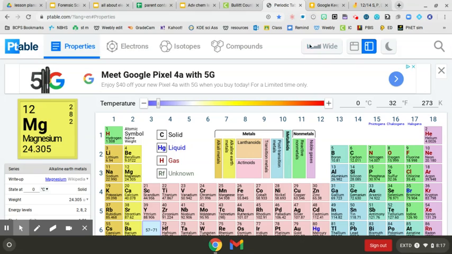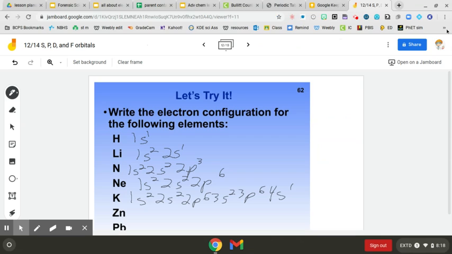Where is zinc? Right here, number 30. So we're going here. Now we're picking up into that D block, and we have to remember the D is one level behind. So this is 4s, but this is 3d. So let's go ahead and do that for zinc. And 3d, it's the last one, so 3d10.